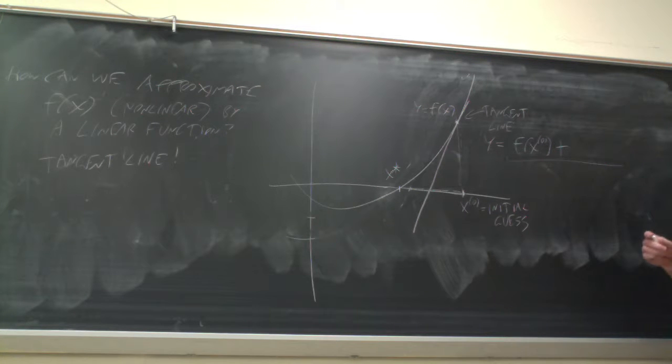Is it f of x naught minus f of x1 over x naught minus x1? Oh, that's a secant line. I want a tangent line slope. The slope of a tangent is given by the derivative. Okay, f prime at x naught. Yep. That secant slope will be important to us next class, though. And then times x minus x naught. Okay, so that is our tangent line.